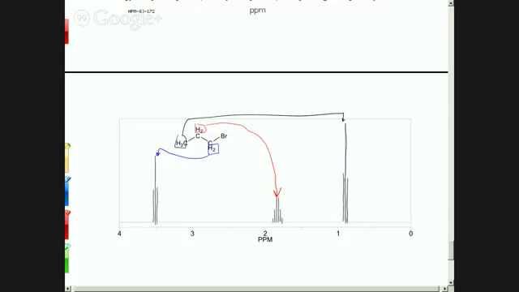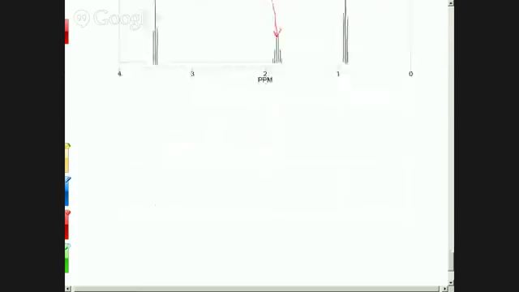But the real power of this is going to be using a spectrum to completely figure out an unknown structure. So let's see if we can do that.